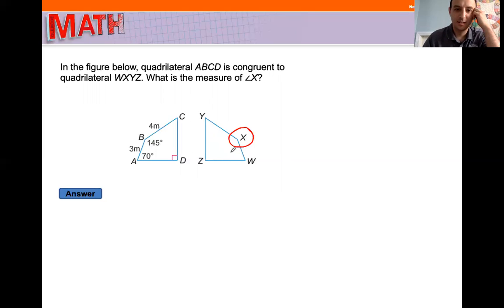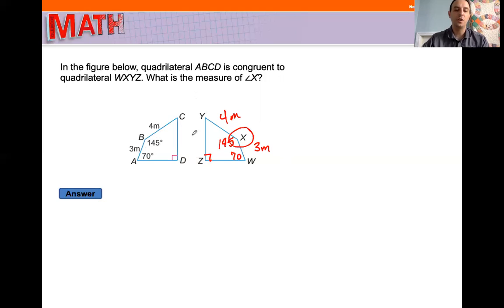145 degrees. So it's 145 degrees. That's right. Okay. Now, what is the measure of the angle X? That's exactly it. Now, here's the really cool part. Since they're congruent, that one's 90, that one's 70. This one's length is 3 meters, and this one's length is 4 meters. Everything will be exactly the same in just its mirrored location.